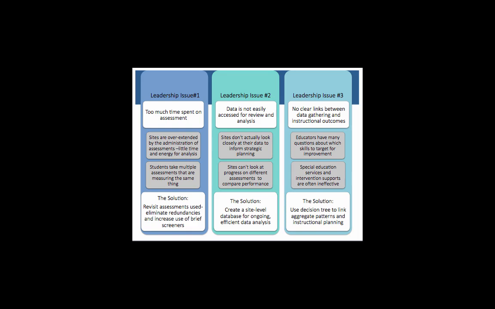In addition, we see that there is much overlap in the assessments that students are given, with code-based and meaning-based skills being tapped by multiple assessment measures that students are taking, resulting in broad overlap in the skills that we are testing. The solution to this is to revisit assessment systems that are currently being used, to eliminate redundancies, and to increase the use of brief screeners so that we are not testing multiple skills using different measures.